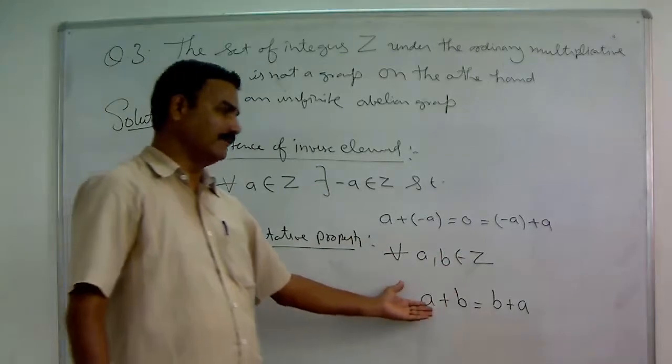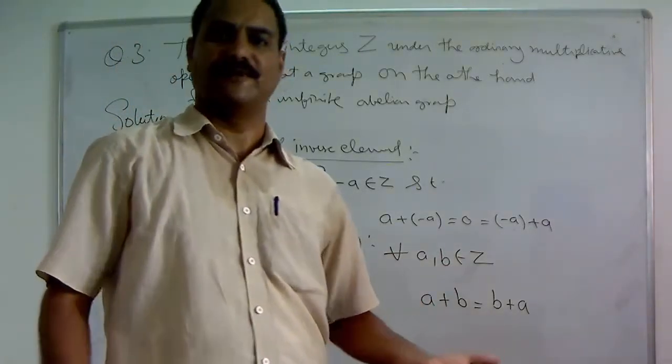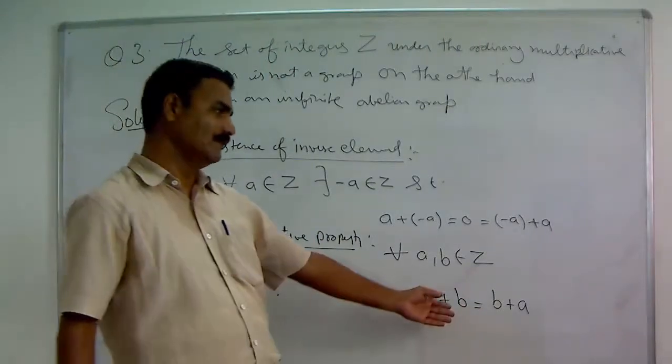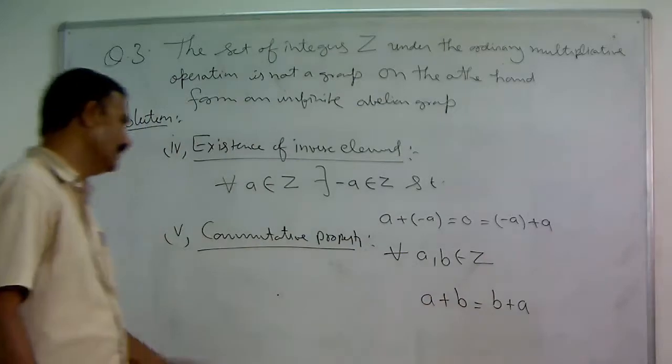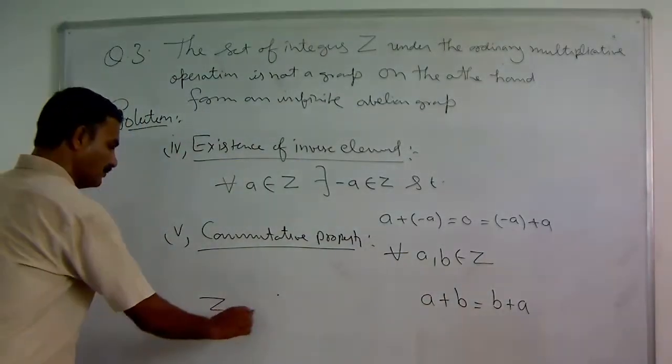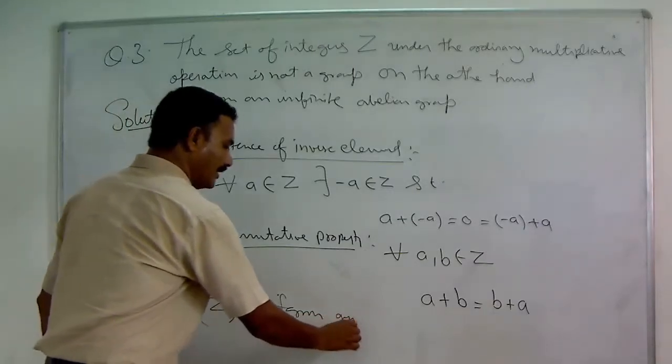And as we know, if we had two integers, suppose we had 2 and 3, then 2 plus 3 gives us 5, while 3 plus 2 also produces 5. So a plus b and b plus a both are identical. And hence Z plus forms an abelian group.